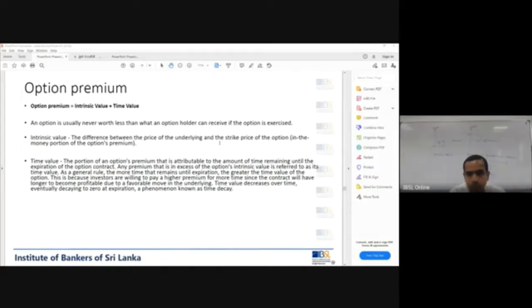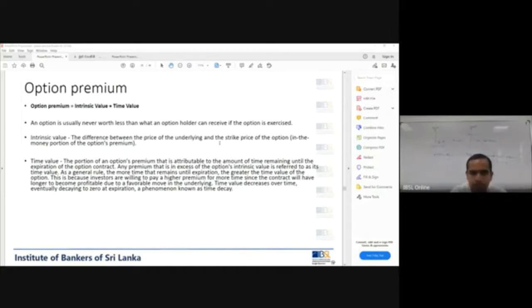An option is usually never worth less than what an option holder can realize if the option is exercised, which is why you should never buy an in the money option, because it is not going to be worth less than that. The intrinsic value is the difference between the price of the underlying and the strike price of the option, or the in the money portion of an option's premium. Time value is the portion of an option's premium that is attributable to the amount of time remaining until the expiry of the option contract. Any premium that is in excess of the option's intrinsic value is referred to as its time value, right?